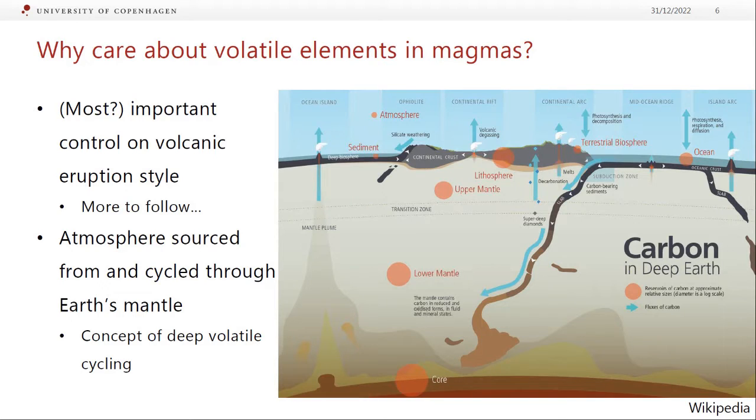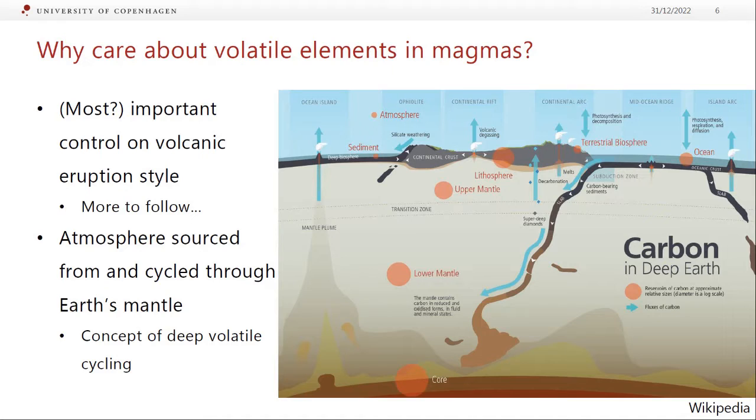Another important thing, if we're interested in the evolution of the Earth's atmosphere for life, or if we're worried about climate change, is that the atmosphere is ultimately sourced from the Earth's mantle, and it's continually cycled through this process called deep volatile cycling. I've got an image here which shows it for carbon, but similar things apply for other volatile elements. You can see that basically carbon gets brought down into the deep mantle by subduction, and some of it will eventually come back up again through volcanic eruptions.